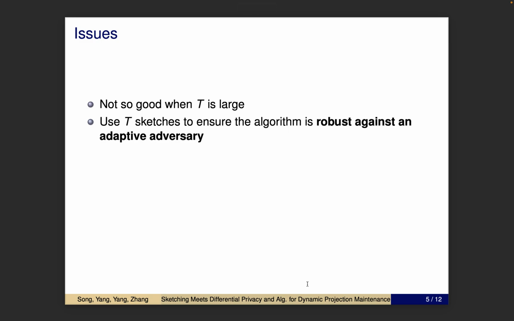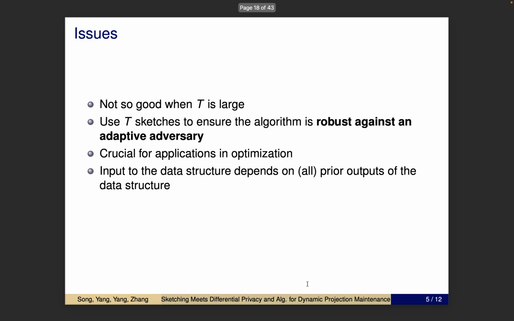The reason we need to use T sketches is to ensure that the algorithm is robust against an adaptive adversary. The key reason why we want such a guarantee is that this data structure is usually used in an optimization process in which the input to the data structure usually depends on all the prior outputs from the same data structure. This means that any guarantee that holds with high probability for any input we haven't seen before does not work, because the vector being fed into the data structure already depends on its internal randomness.